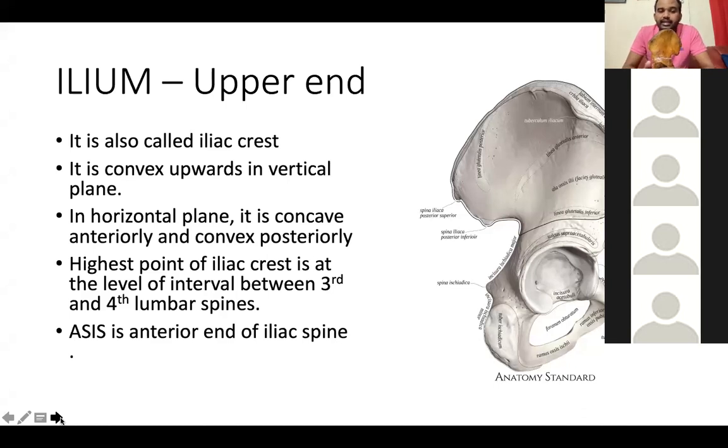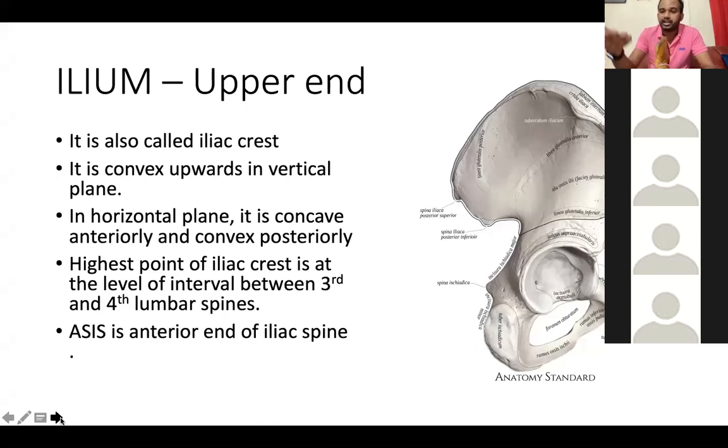And not only that, it is convex upwards in vertical plane. So in the vertical plane, if you see vertically upwards, it is convex. Yes or no? Yes, sir. So in the vertical plane, when you see from above, it is convex. So this upper end, the iliac crest, is convex upwards in vertical plane.